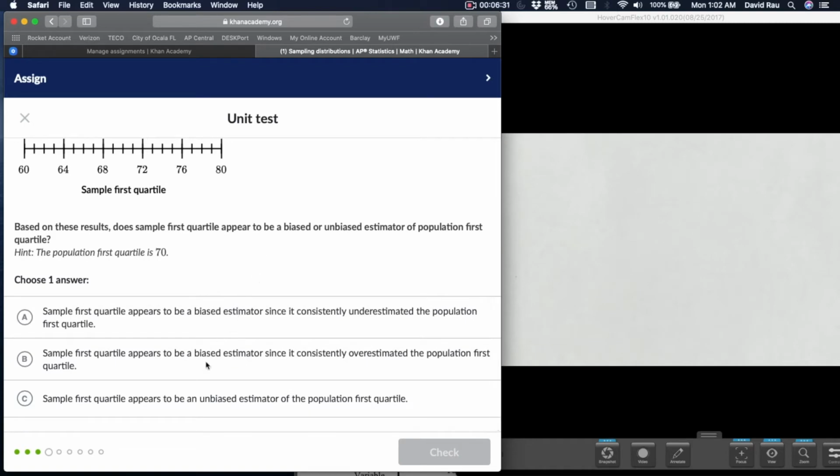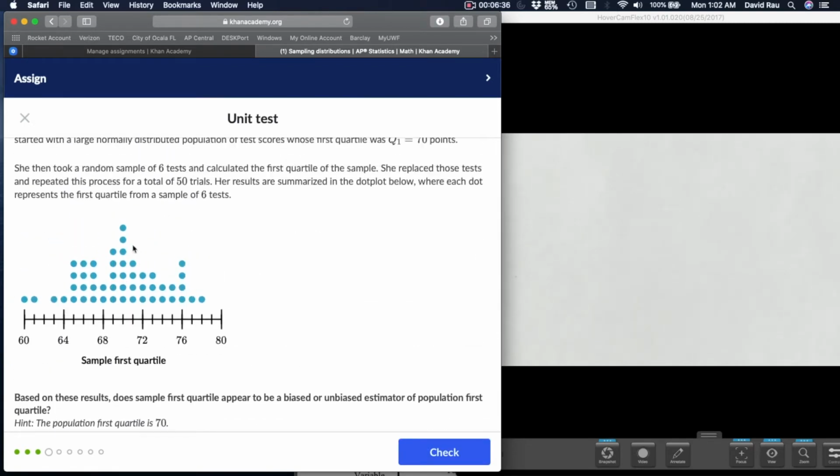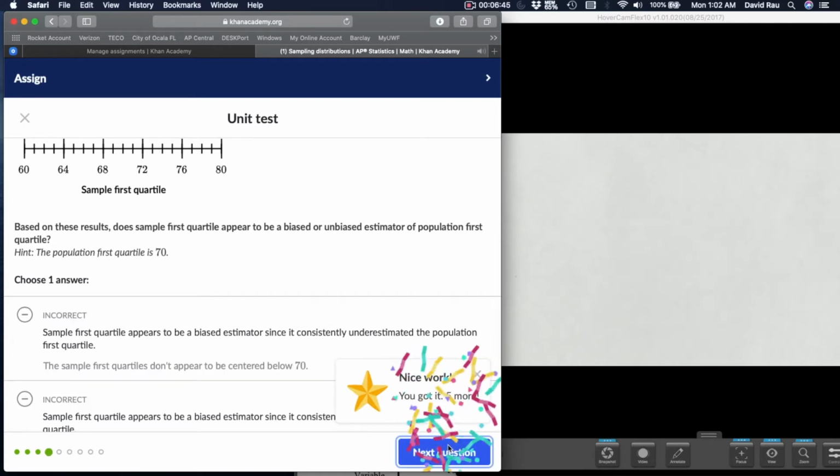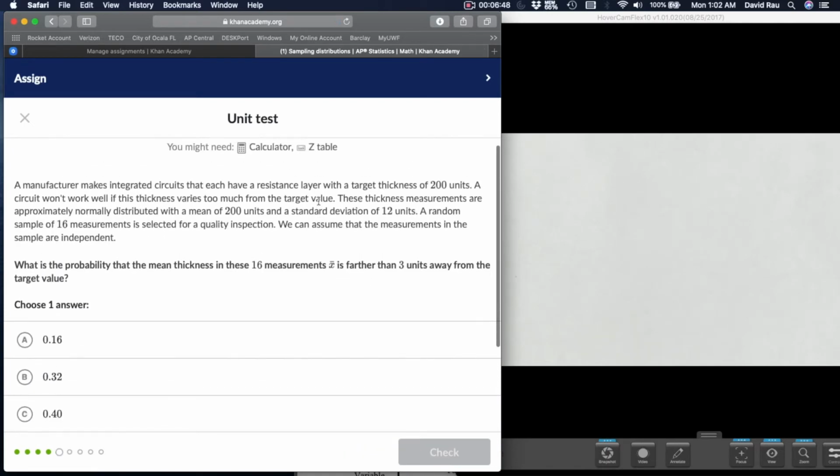So to me, that means it's unbiased, because again, it's kind of symmetric, even though there's some unique stuff going on either side. For the most part, it's centered directly around 70, so that means it is unbiased. Okay, up next, let me read this.